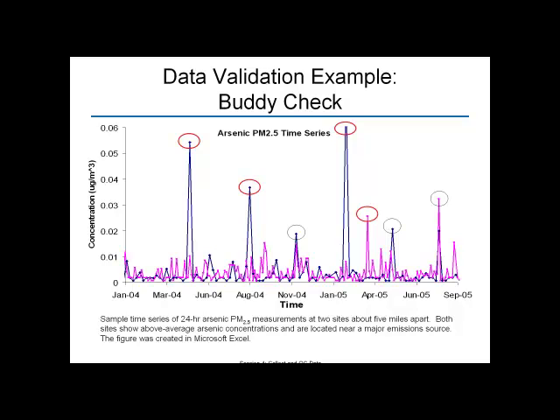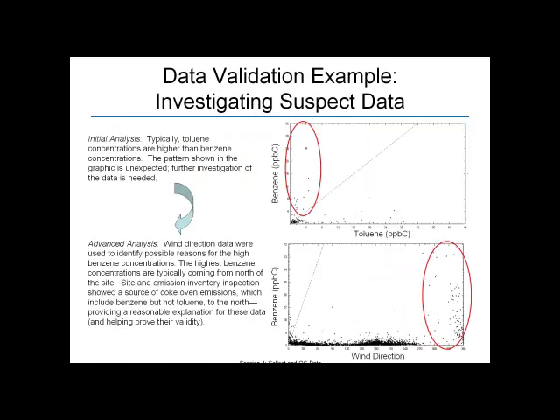Okay, another data validation example, and this is one of Hillary's favorites. In the ambient atmosphere, in most locations, benzene and toluene are dominated by mobile source emissions, and so they have a relatively tight correlation. If you look at the top graphic, the lower bound of the benzene-toluene relationship is that typical relationship where toluene concentrations are higher than benzene. The dashed line is the 1-to-1.